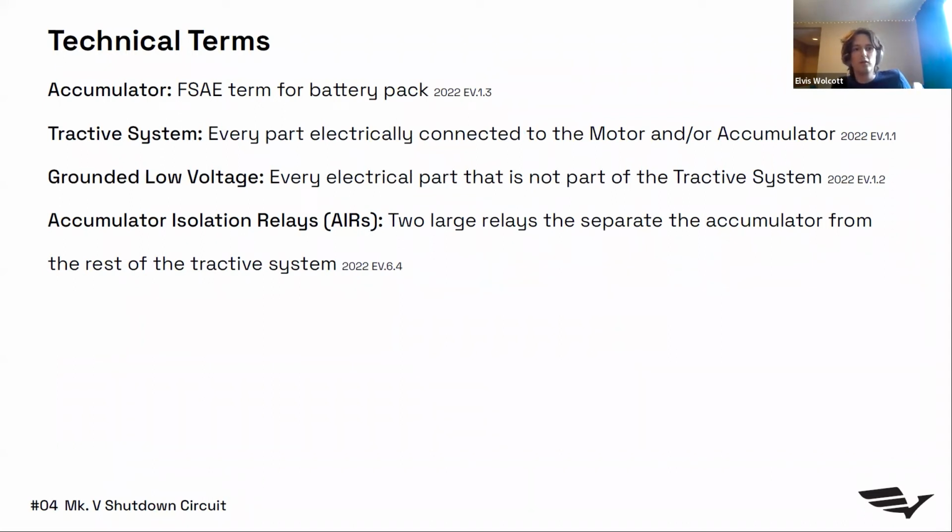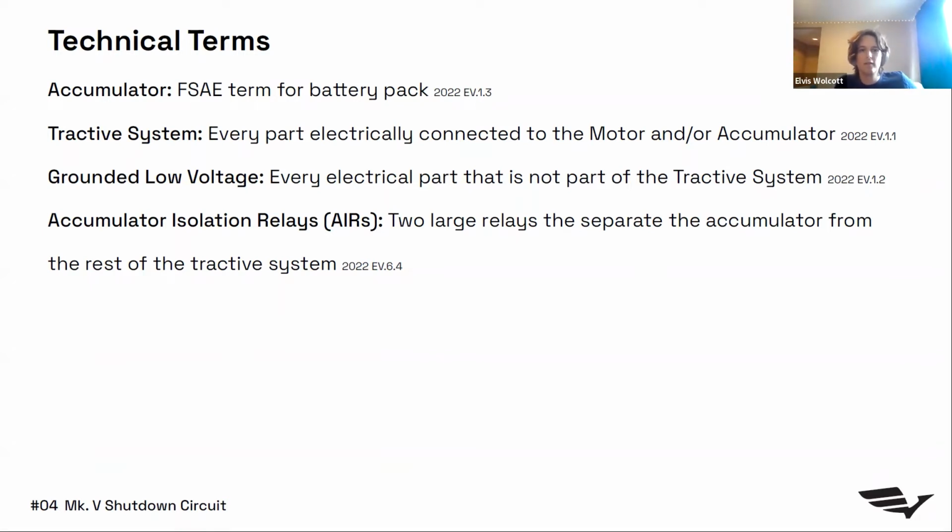The relevant technical terms for today are the accumulator, which is the FSAE term for a battery pack. Technically, it doesn't have to be a battery pack, but the reality is every team out there, it means battery pack. And something to notice here is we'll have rules callouts sometimes. These are references to the relevant rules in the 2020 rule set. So if you want more information about something at a later time, you can look up those rule numbers and get the official rules text on the relevant items.